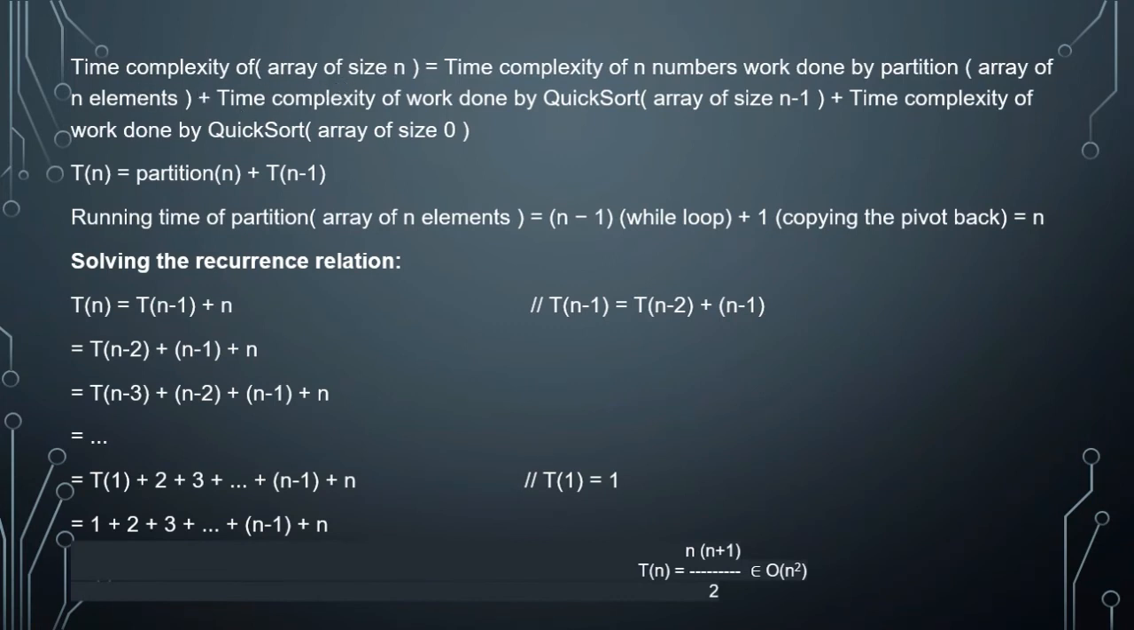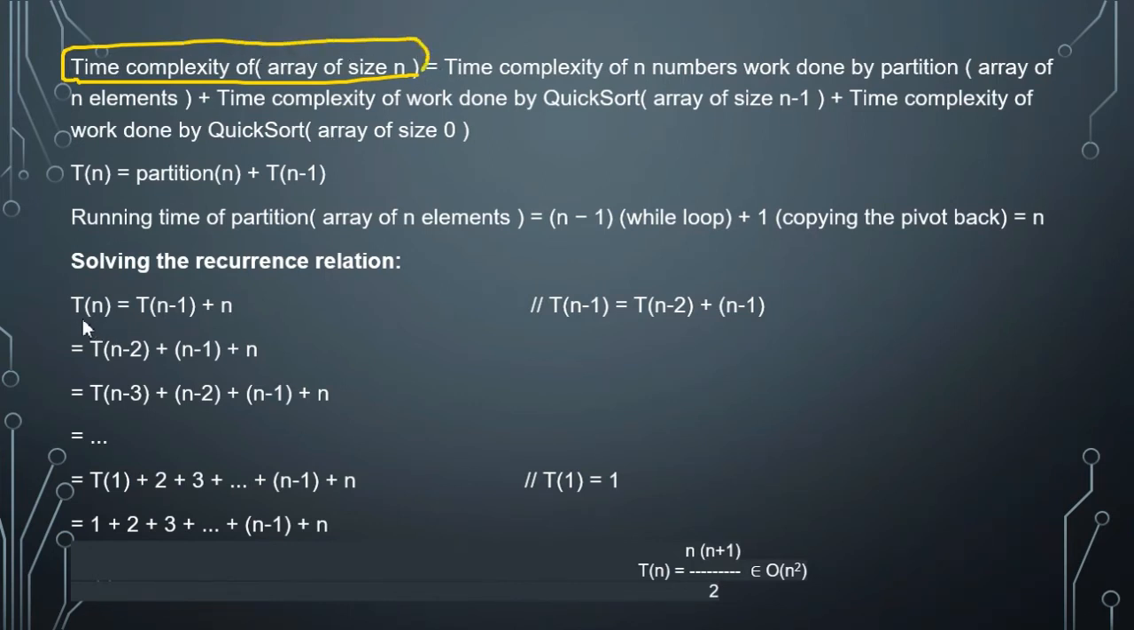As we see here, how do we find the time complexity of an array of size n, T(n)? To find the worst case time complexity of a sorted array, we have to add the n numbers of the divided partition, which is done in this method, as we have discussed earlier.